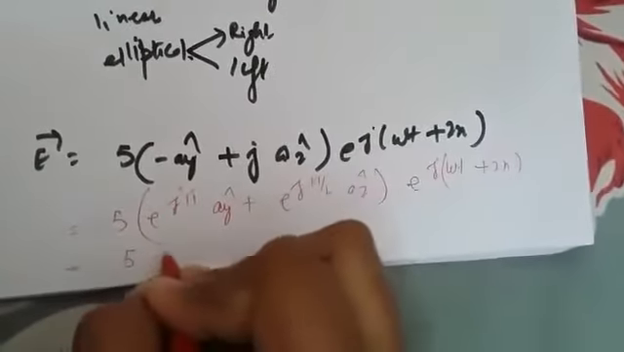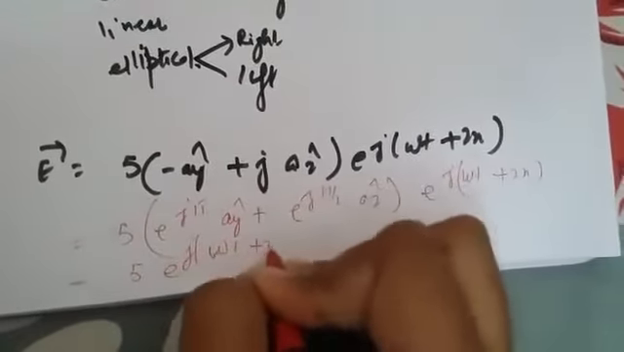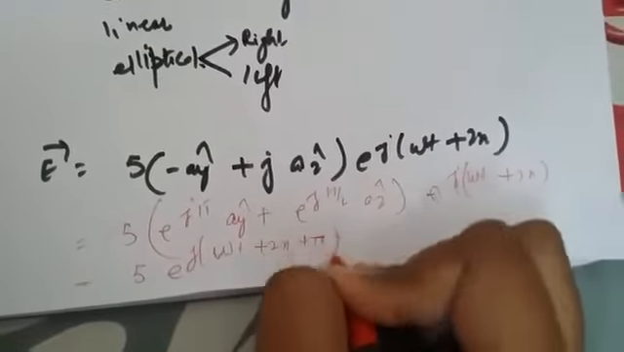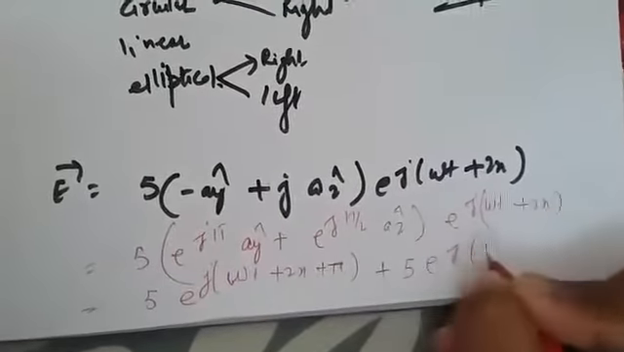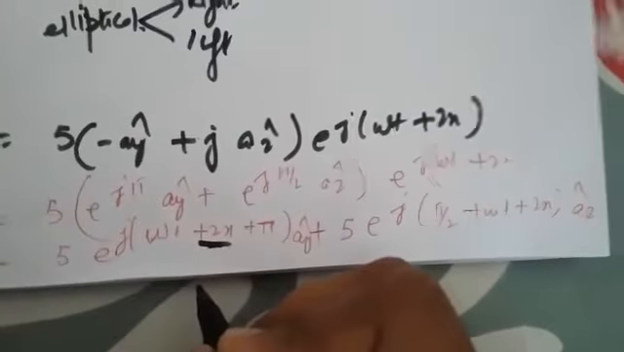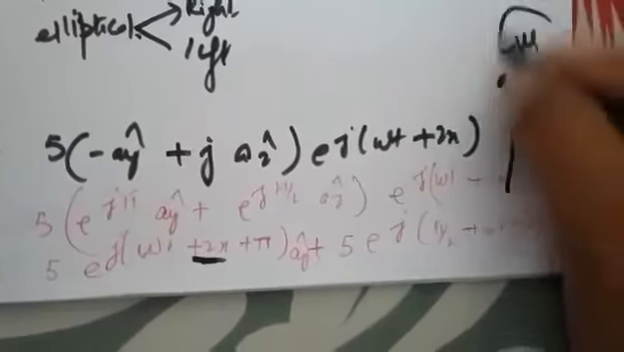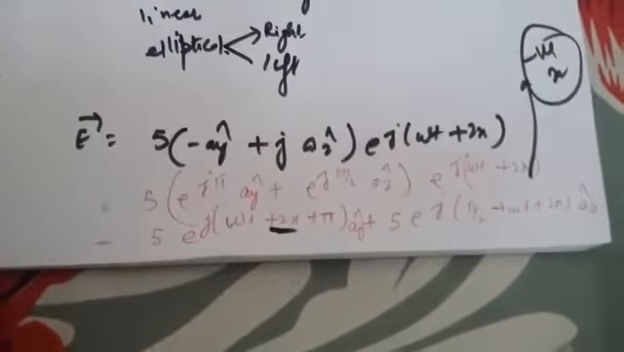5 e to the power j(omega t plus 2x plus pi) a_y cap, plus 5 e to the power j(pi by 2 plus omega t plus 2x) a_z cap. Right, firstly we'll check the direction of the EM wave, and it's negative x. So for the method which I have told you, you have to reverse it. First we'll do it by the same method, then we'll reverse the direction.